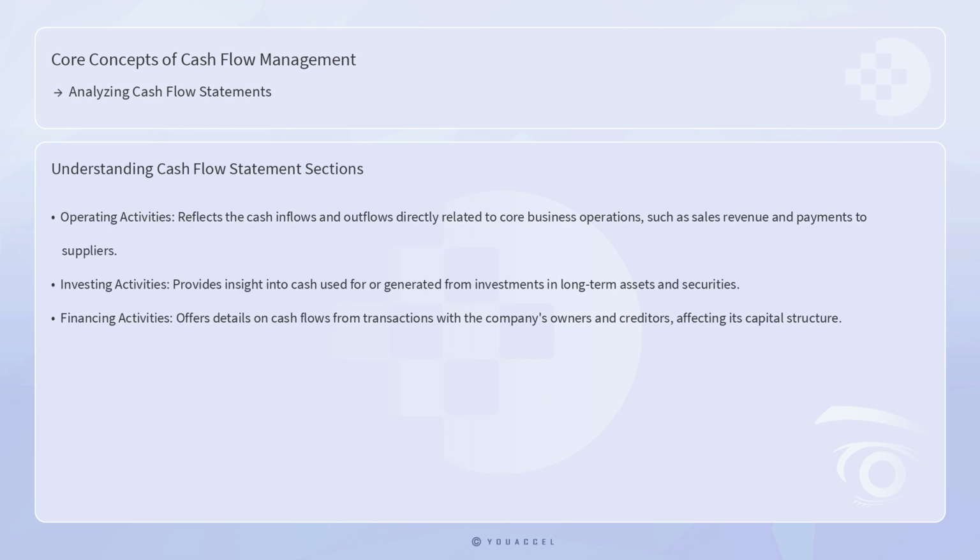A cash flow statement is divided into three main sections: operating activities, investing activities, and financing activities. Each section provides unique insights into different aspects of a company's financial operations. The operating activities section reflects the cash inflows and outflows directly related to core business operations, such as sales revenue and payments to suppliers. This section is crucial as it indicates whether a company can generate sufficient cash from its regular business activities to sustain its operations.